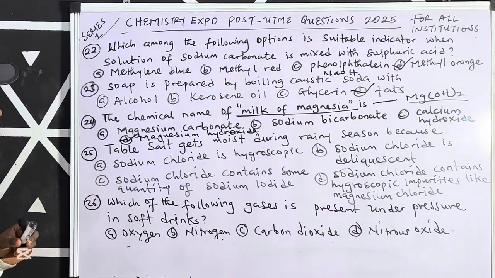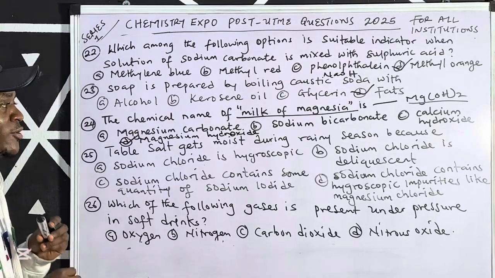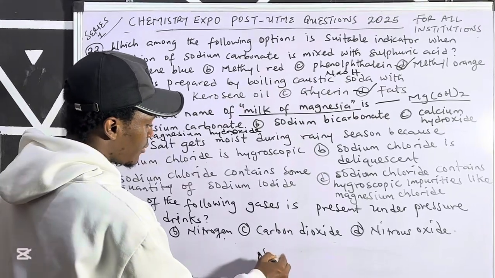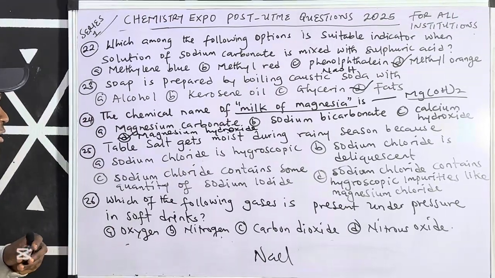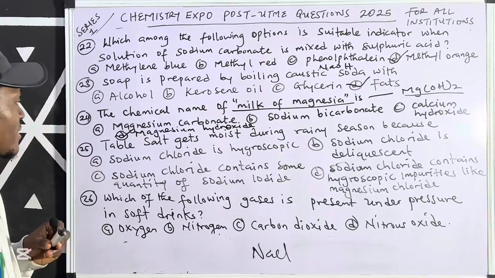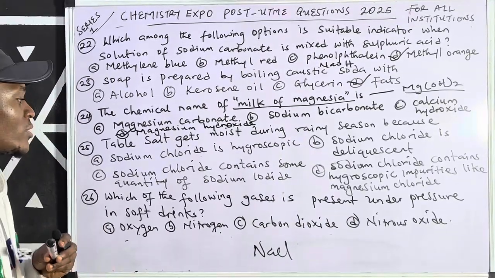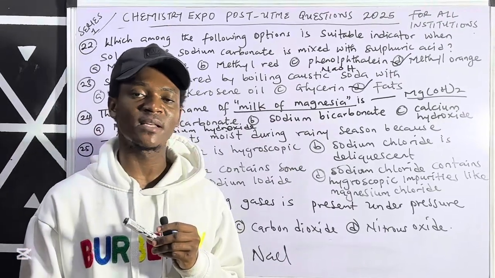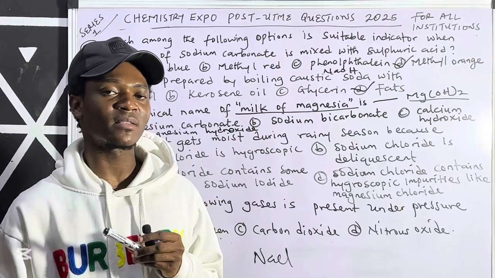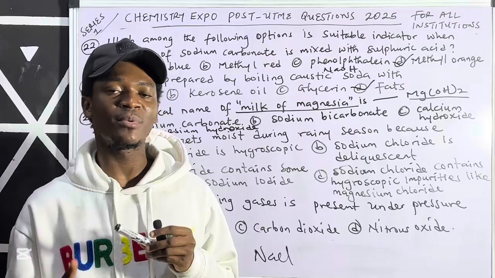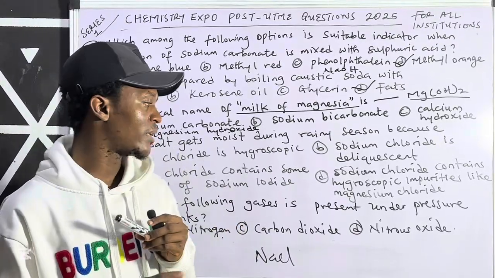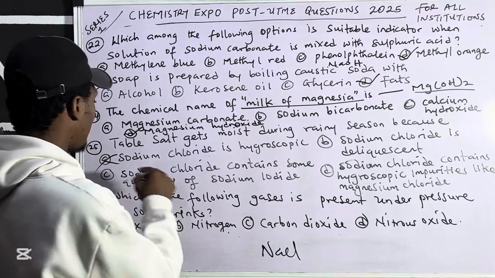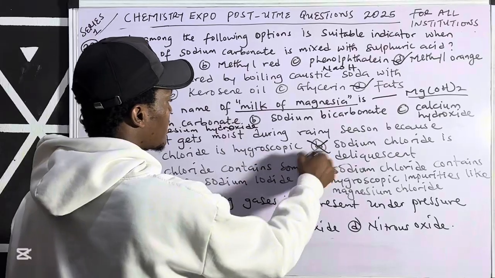Then question 25. Table salt gets moist during rainy season because... you know what table salt is now? Table salt, the formula is sodium chloride. That's our table salt, the salt we use in cooking at home. Table salt gets moist during rainy season because, first and foremost, sodium chloride is not a hygroscopic substance and it is not a deliquescent substance. So it does not get wet by being hygroscopic or deliquescent. It's neither of them. Then let's check the options. A, sodium chloride is hygroscopic, which is wrong already. Then B, sodium chloride is deliquescent, is also wrong.